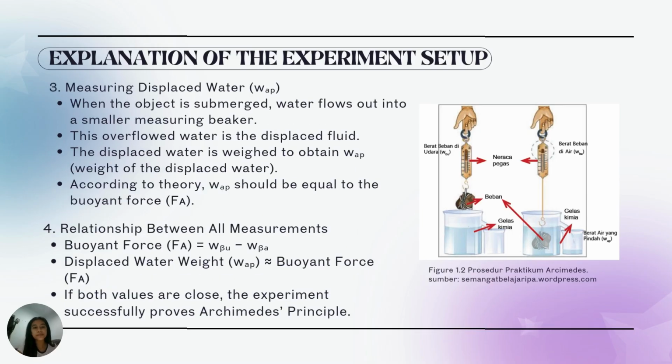3 is measuring displaced water. When the object is submerged, water flows out into a small measuring beaker. This overflowed water is the displaced fluid. The displaced water is weighed to obtain its weight. According to the theory, it should be equal to the buoyant force Fa. Relationship between all measures: buoyant force Fa is W air minus W water. Displaced water weight equals buoyant force Fa. If both values are close, the experiment successfully proves Archimedes principle.